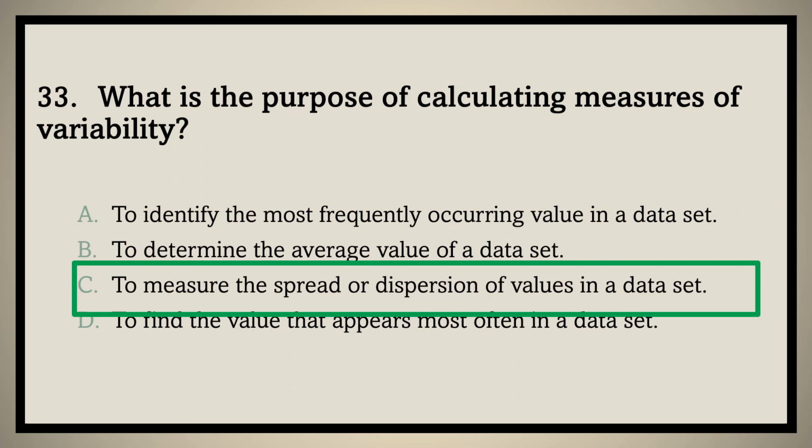It provides essential information about the distribution of the data and is crucial for understanding the diversity or dispersion in the data set. So the answer is C. To measure the spread or dispersion of values in a data set.